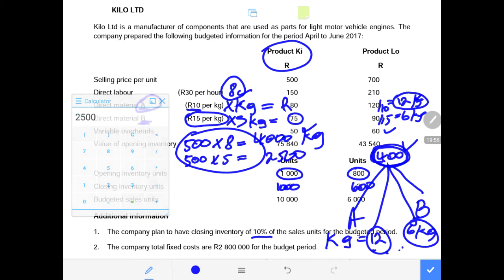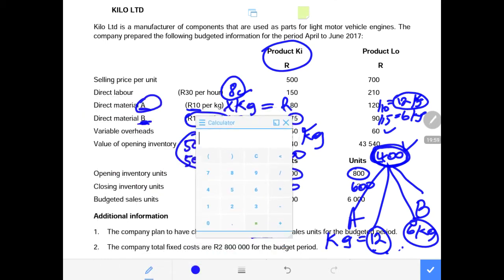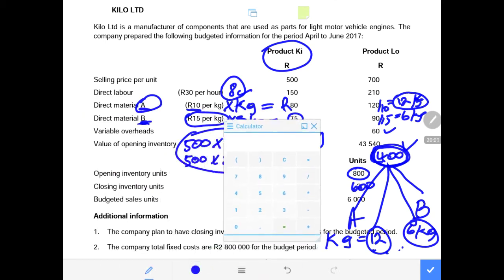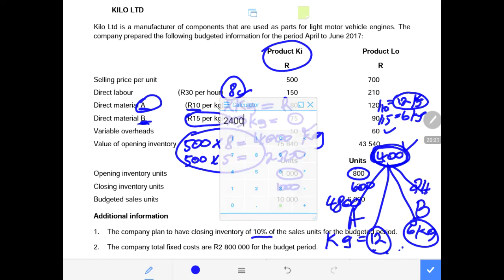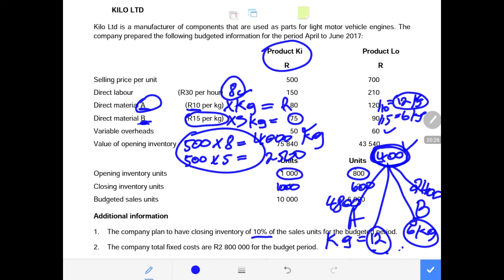Then now we go to the second product. We say this is the closing inventory. Remember, it will be 400 by 12, which will be 4,800 of material A needed to produce product LO. Then we have 6 by 400, which will be 2,400 of material B, enough to complete the 400 units of product LO. Now let us move on.